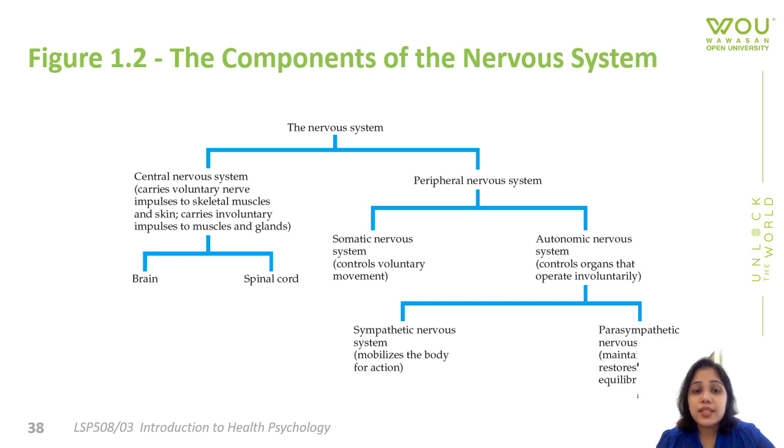The somatic nervous system is basically the nervous system that controls voluntary movement, and the autonomic nervous system controls organs that operate involuntarily. We will look into the examples. Under the autonomic nervous system, the sympathetic nervous system basically mobilizes the body for action, and the other one maintains or restores equilibrium, or balances the body.